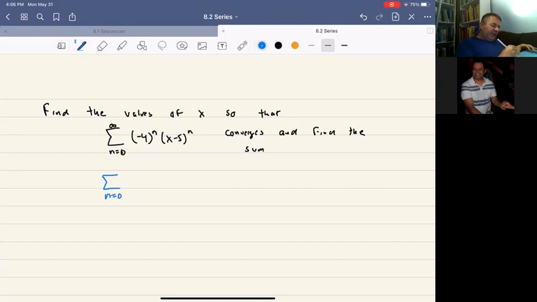Okay? So, the sum n goes from 0 to infinity, negative 4 to the n, x minus 5 to the n. Well, first thing, this is equal to the sum n equals 0 to infinity, r of x to the n, where r of x equals negative 4 times x minus 5. Okay? That makes sense?